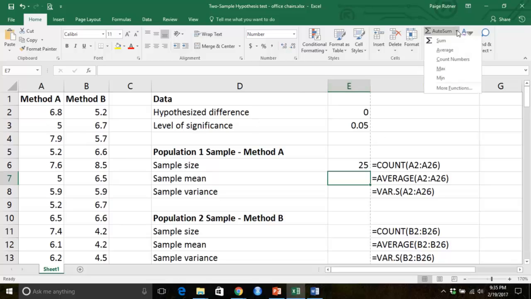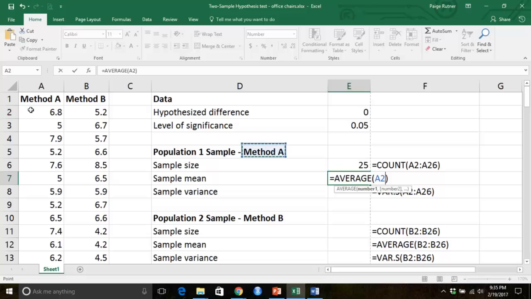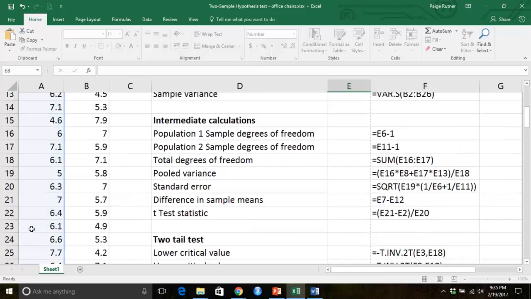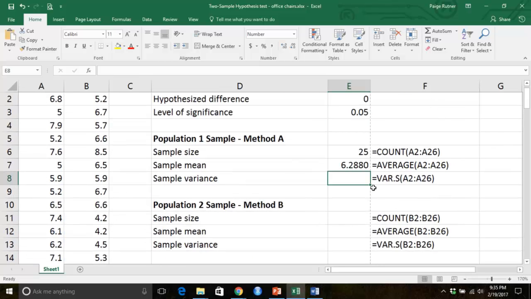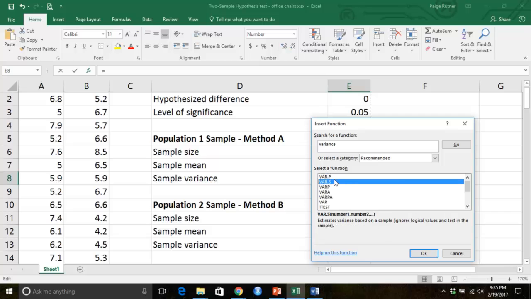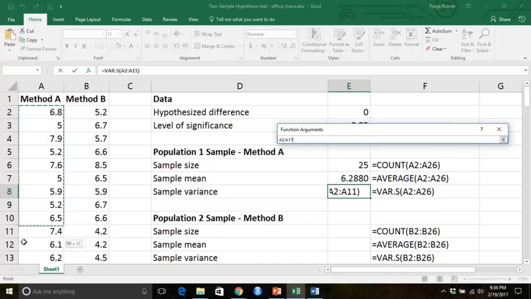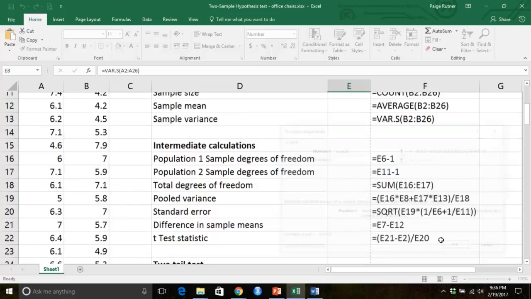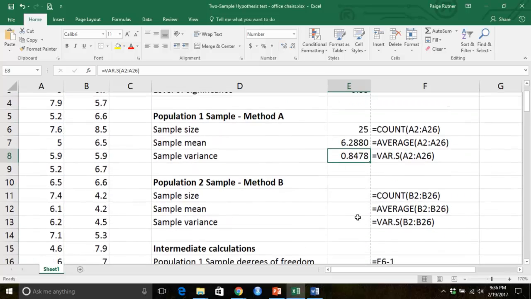And so I can do that if I select the right formula. There we go. Give it my data to work with. And so I can see the average assembly time for method A, 6.288 minutes. Then I'm also going to go ahead and compute the variance. And for that, the function I'm going to use is VAR.S, variance of a sample, and give that my first 25 assembly times. And so I get a variance of 0.08478.